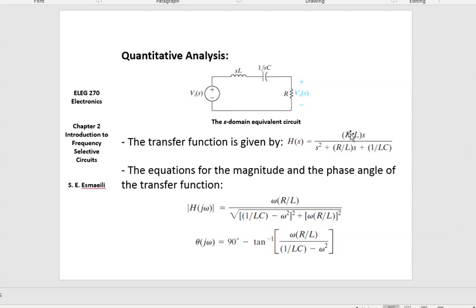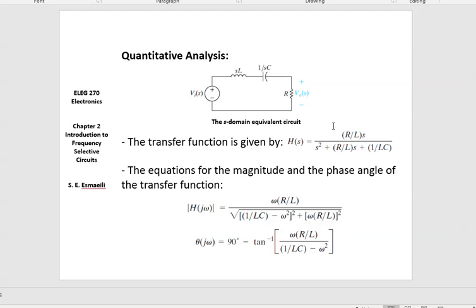When you simplify it, it's going to be R over L times S over (S squared plus R over L S plus 1 over LC). Again, I don't expect you to know how to derive it. It's actually great to know, but I'm not going to ask you in the exam to derive these equations. All we are trying to do is to make sure that at cutoff frequencies, the 70% of the passage is going to be respected.